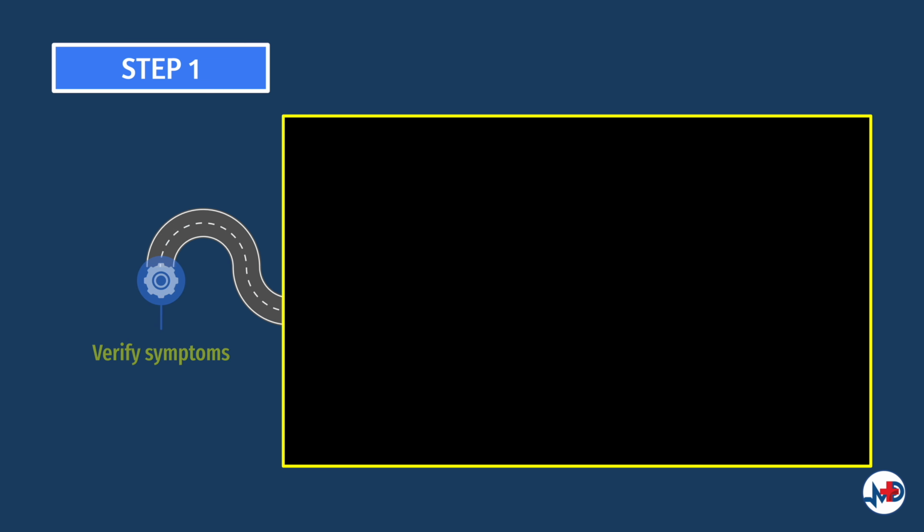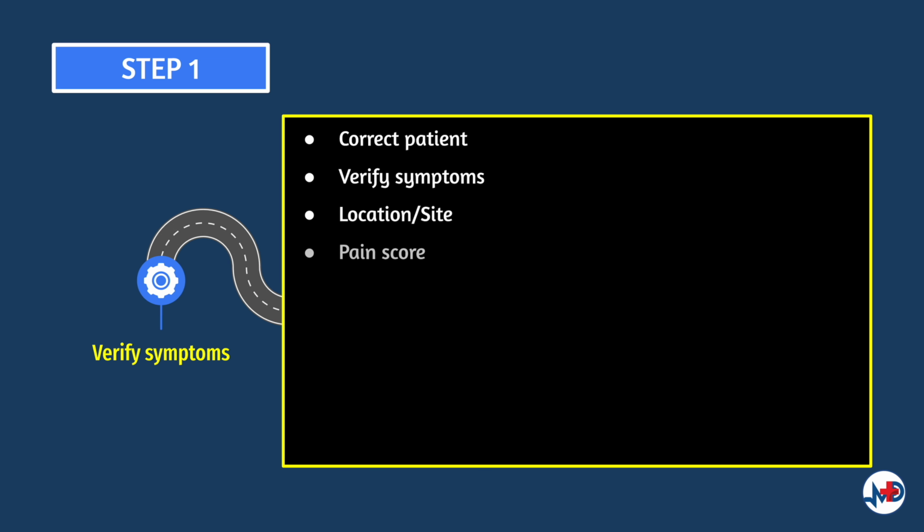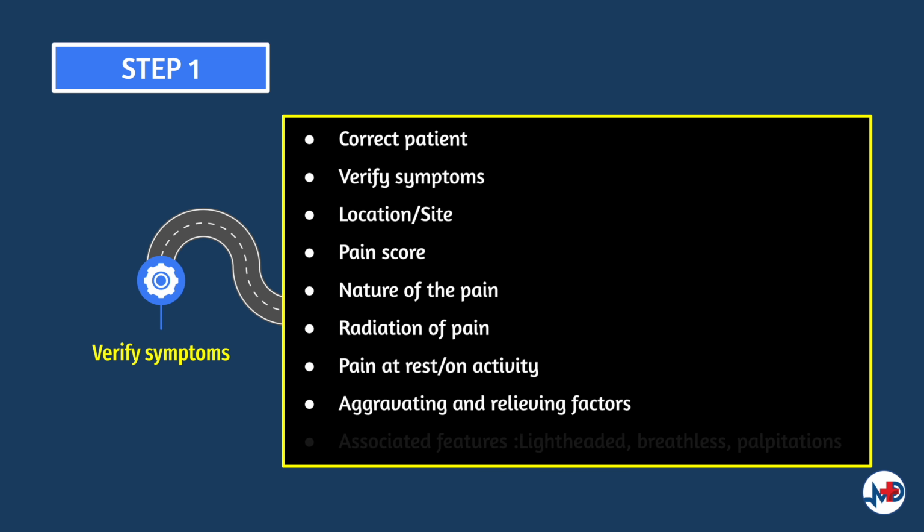First of all, verify the symptoms by patient's own words. Attend to the correct patient and verify the patient's name. Ask the appropriate questions, such as, "How are you feeling? I was informed that you were having chest pain. Point to me where you feel the pain. On a scale of 0 to 10, how would you score your pain?